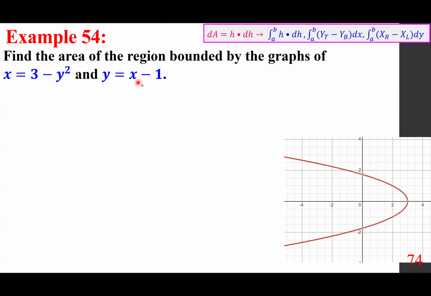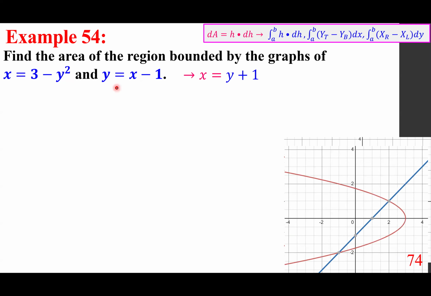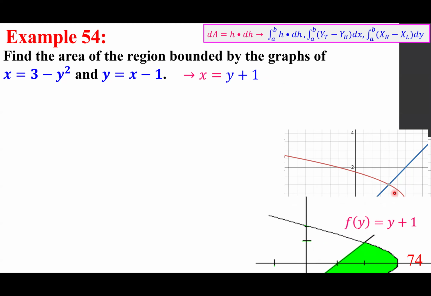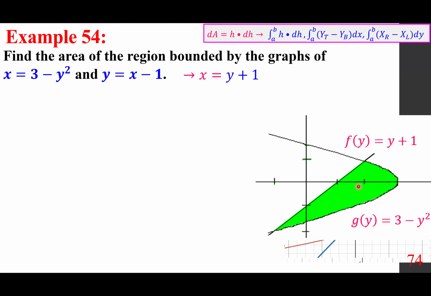Now, y equals x minus 1, or x equals y plus 1, the graph is a line, and it looks like that. For graphing, you don't need that, but there's a reason that I did that. I'll explain it to you in a moment. So what we want, the area of the region bounded by the graphs, we want this area. In other words, we want this area, right?